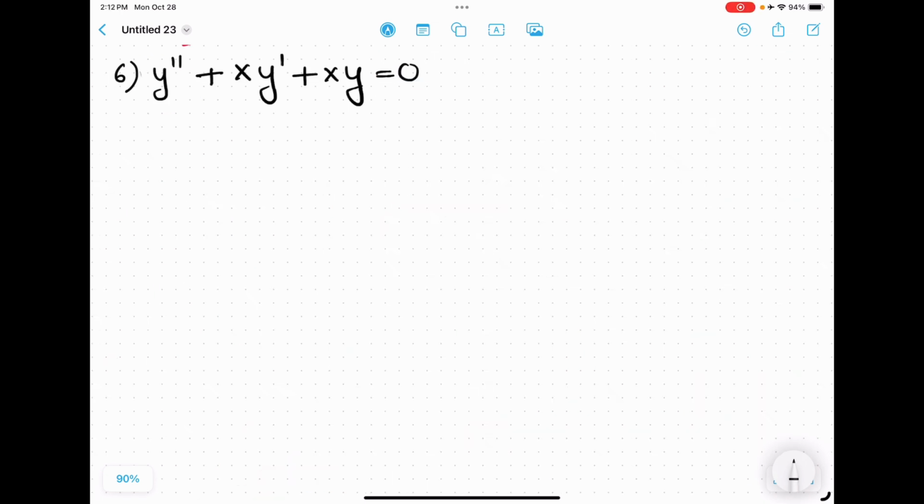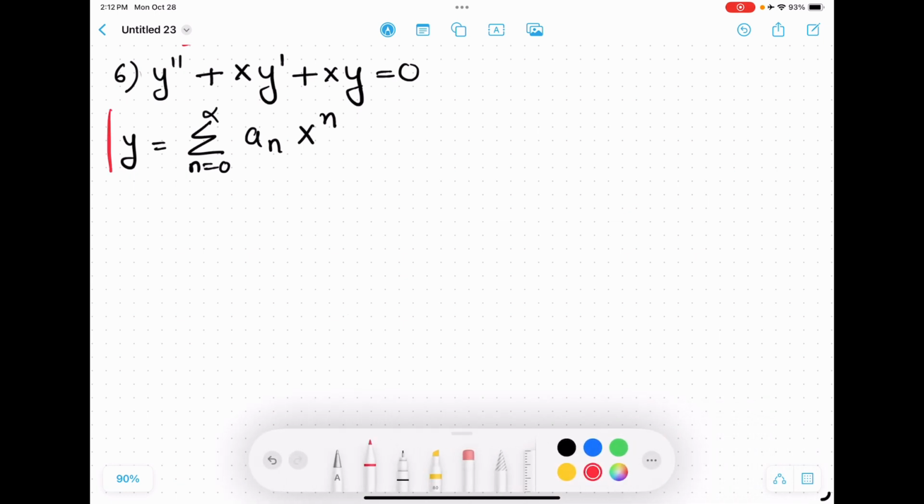So today we have y double prime plus xy prime plus xy equals 0. Again, this is our homogeneous differential equation because our right-hand side is 0. So let's perform our first step, which is substituting our power series representation into our main differential equation. We have our y, which is the summation from n equals 0 to infinity, a sub n x to the power n. And this, we all know, goes under a red box.